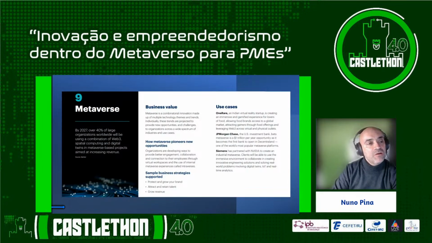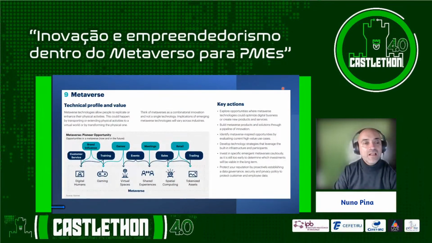And we have also from Gartner, and I think you know, Gartner will give you lots of trends regarding the way things are nowadays and the perspectives for the future. And here you can see, for example, that by 2027, over 40% of large organizations worldwide will be using a combination of Web3, spatial computing and digital twins in metaverse-based projects aiming at increasing revenue. So there are some organizations that are already dealing with this, for example, JP Morgan or Siemens. They are really investing a lot in this metaverse thing because it's really the future.